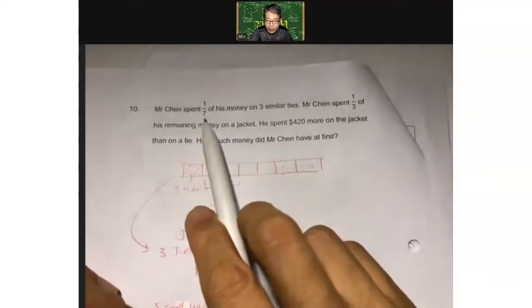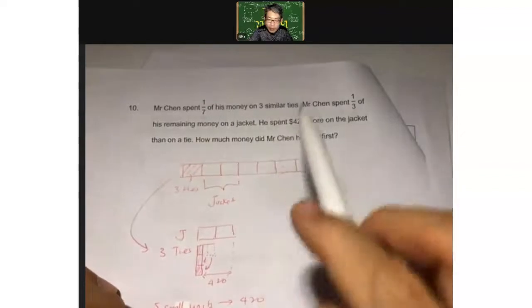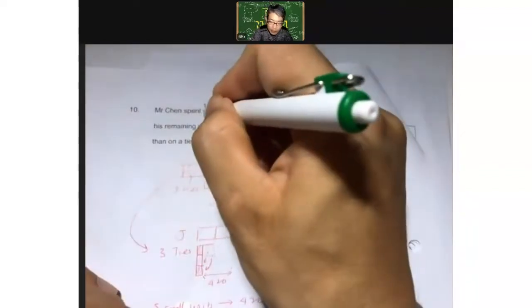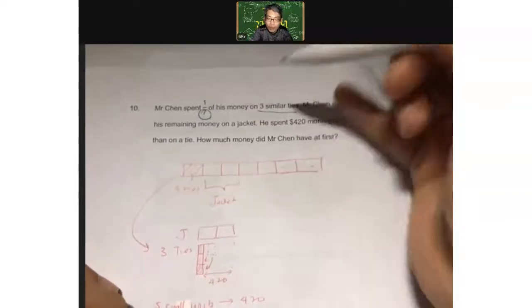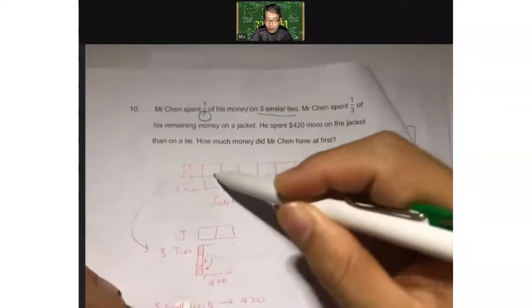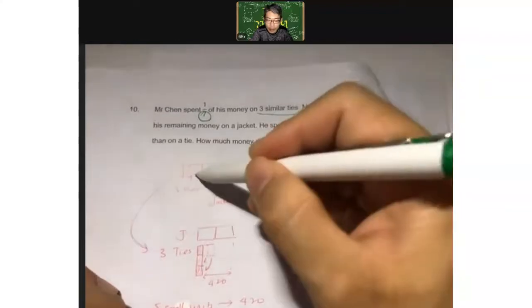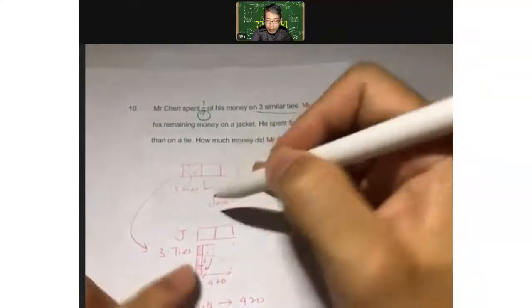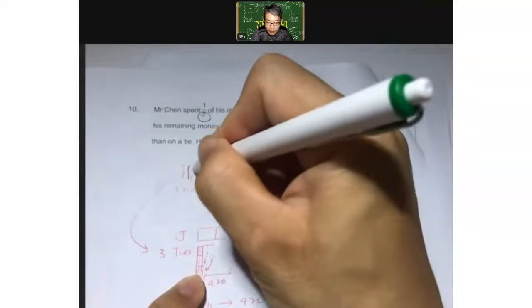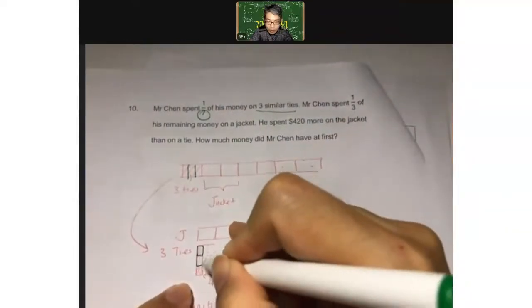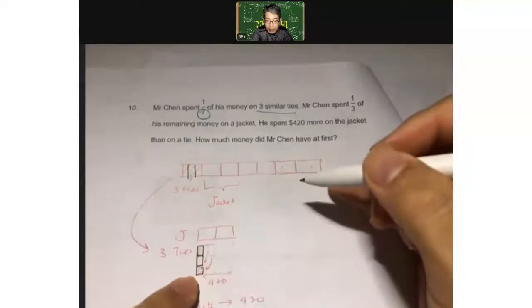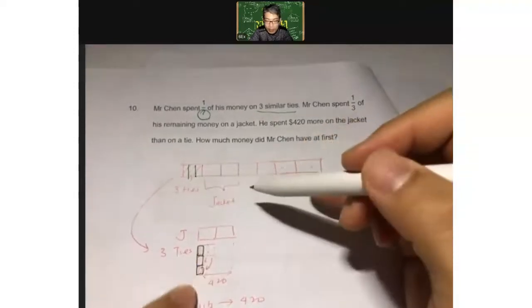He spent 1/7 of his money on 3 similar ties. Okay, so he can divide his money into 7 parts, and he spent 1 part of it on 3 ties. So 1, 2, 3, 4, 5, 6, 7, and he spent this on 3 ties. I'm going to cut these 3 ties into 3 parts first. I'm going to redraw them later here, okay? 1, 2, 3. And I'll explain what this is. These are the 3 ties that I rearranged here.